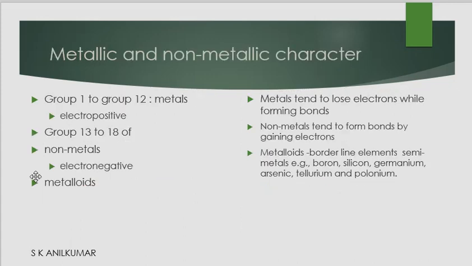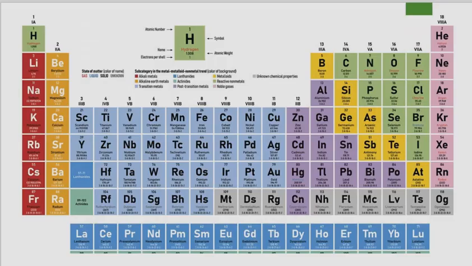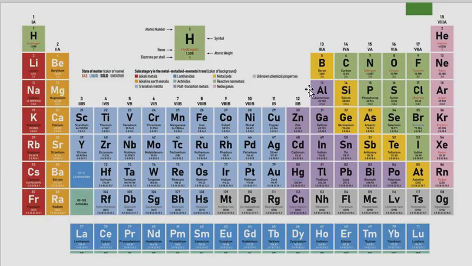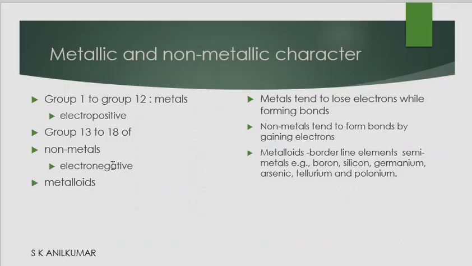Now what are metals and non-metals? Groups 1 to 12 are metals. Iron is a metal, manganese is a metal. So groups 1 to 12 can be considered metals. They are electropositive. Groups 13 to 18 are non-metals. They are electronegative.